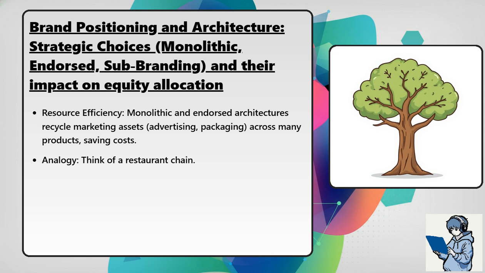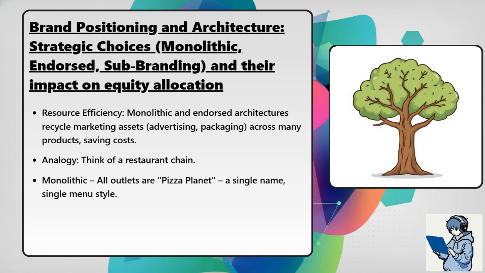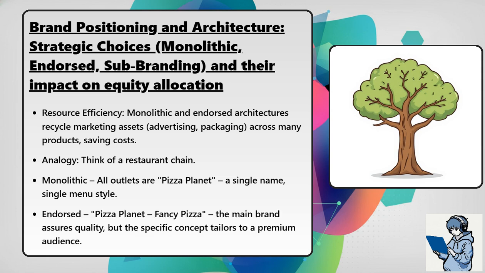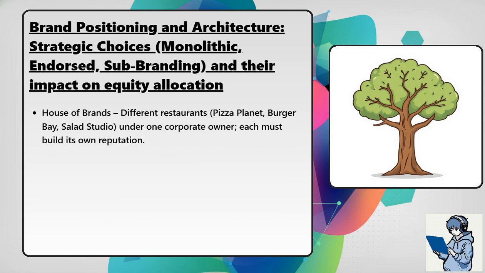Analogy: think of a restaurant chain. Monolithic: all outlets are Pizza Planet, a single name, single menu style. Endorsed: Pizza Planet Fancy Pizza. The main brand assures quality, but the specific concept tailors to a premium audience. House of brands: different restaurants, Pizza Planet, Burger Bay, Salad Studio, under one corporate owner. Each must build its own reputation.